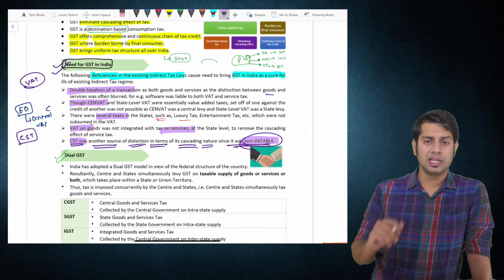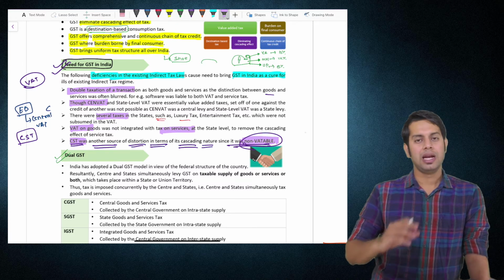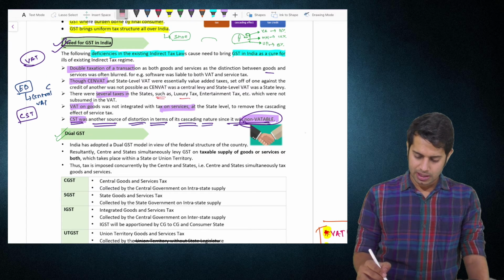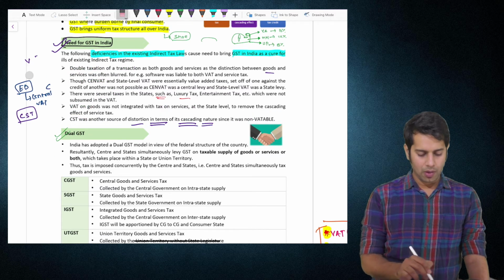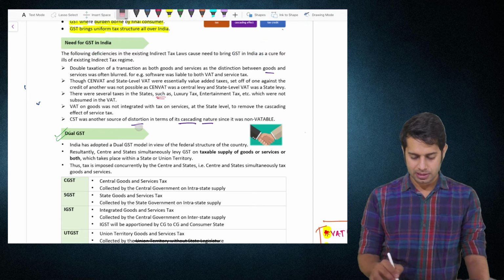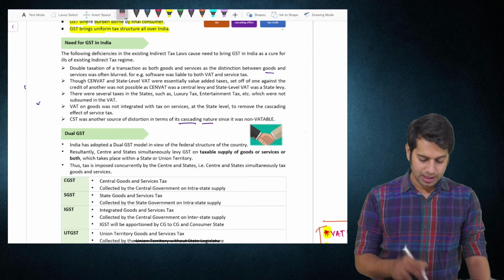Because of these deficiencies in the existing indirect tax regime, the need arose to start a new law, a new form of indirect tax law, which is GST. Anyways, this is clear. Next point.